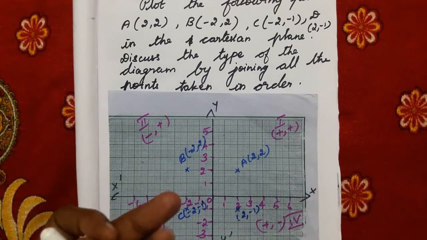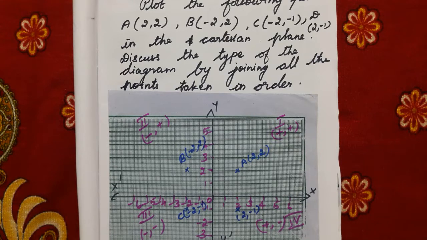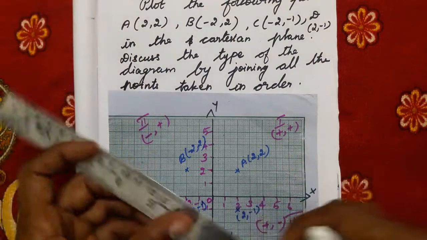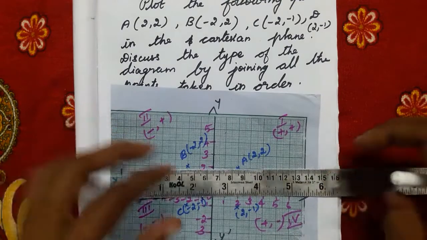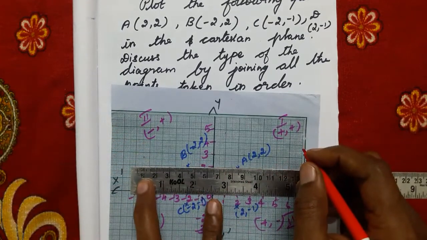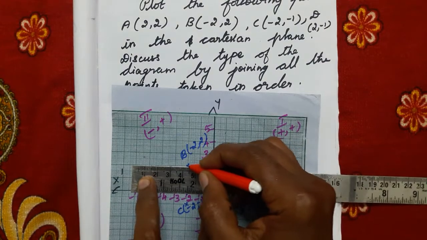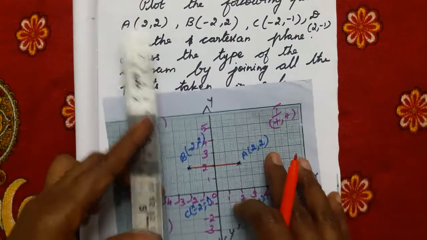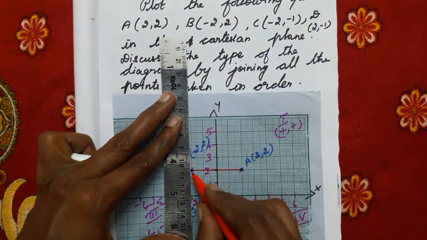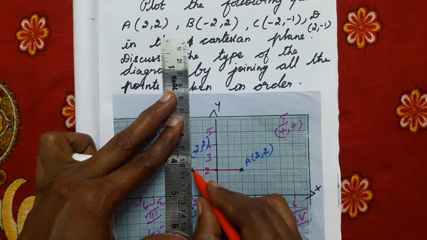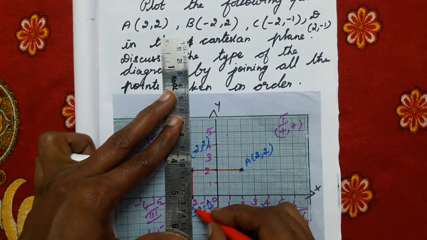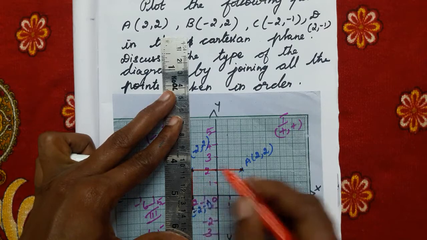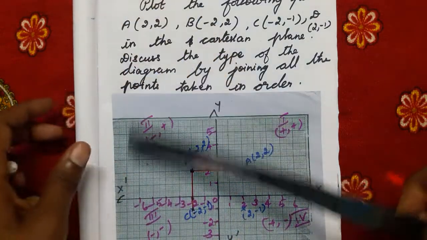Okay. Next we have to join these points. When we are joining, what will we get? I am joining AB. Next BC. Next CD.